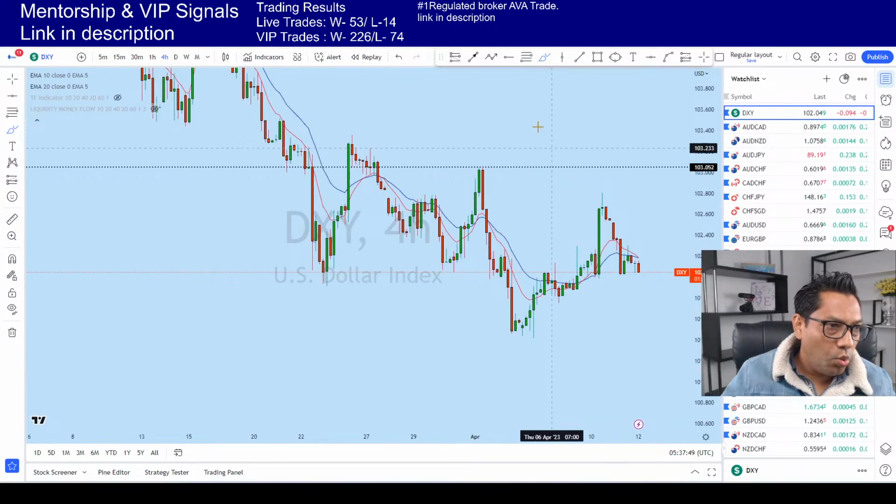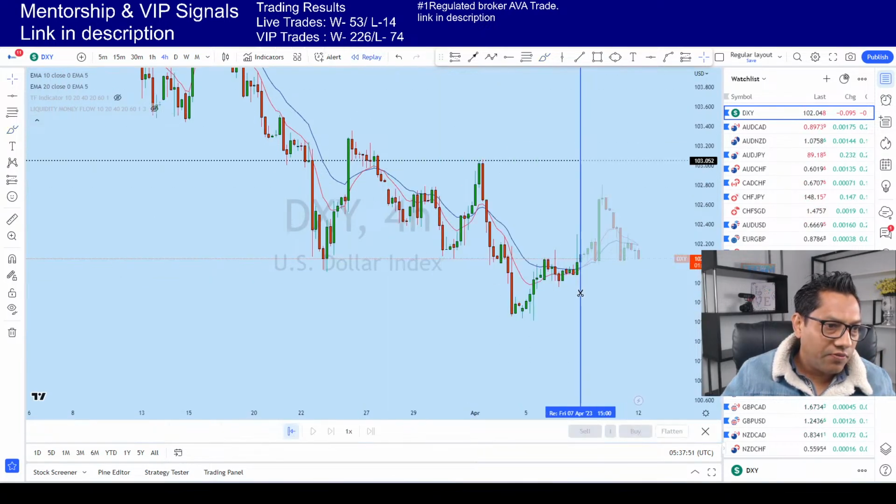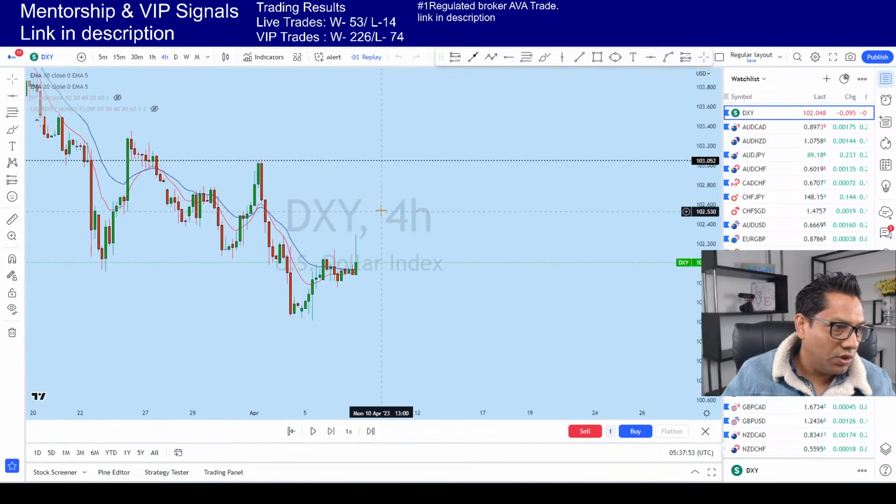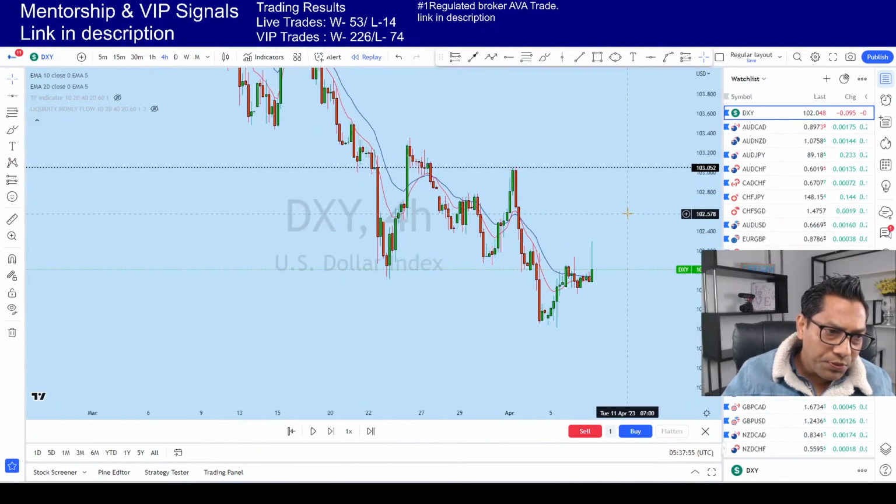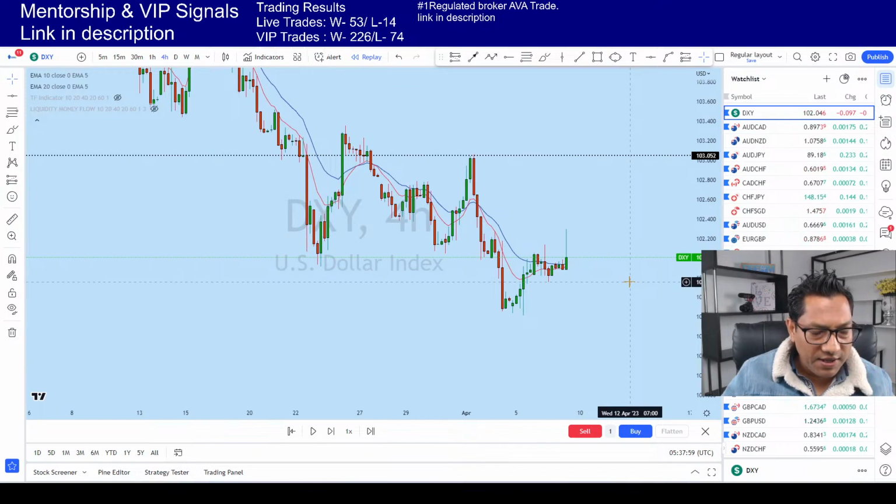Keep in mind that when DXY formed this chart over the weekend, there were a couple of things I looked at initially. Firstly, the imbalance is very important, guys. The market doesn't like imbalance, the market doesn't like gaps. So when you see an imbalance or gap in the market, it is filled very easily, because this is how the market moves.